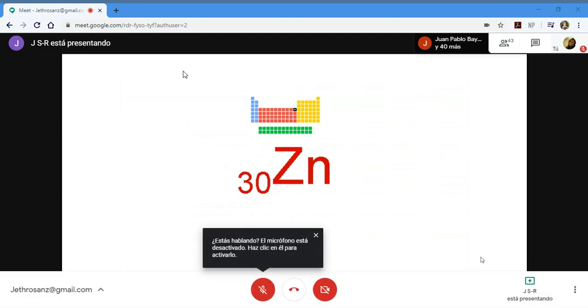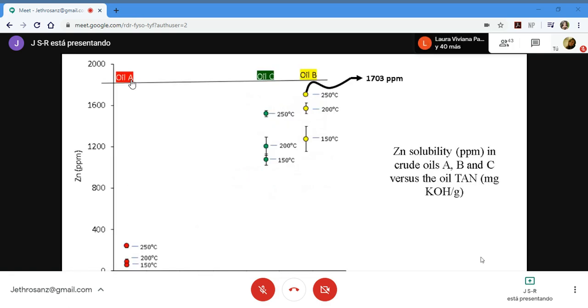So first off, the experiments. Here are the zinc experiments, and here are our results. What we find is that the concentration of zinc in crude oil increases with the acidity of the oil, which means the more acidic the oil, the higher the concentration of zinc that you can dissolve inside of it.